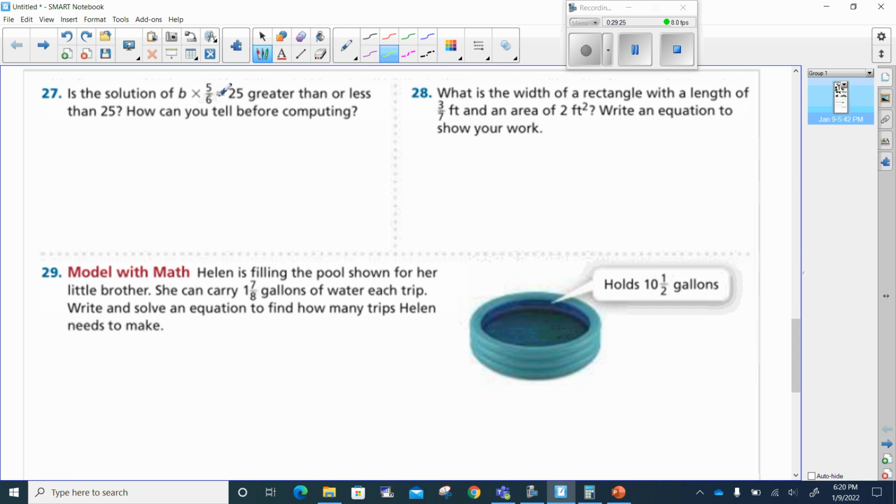To get rid of 5/6, I have to multiply it by its inverse, which would be 6/5, right? So this is going to be b times 5/6, and then we're going to be multiplying that by 6/5 to get rid of it. 6/5 is bigger than 1. We know this because 6 on top is bigger than 5. It's an improper fraction. So that means, though it will get rid of everything here, I have to remember when I multiply it to 25 on this side, I will actually be multiplying it by a number that's bigger than 1.